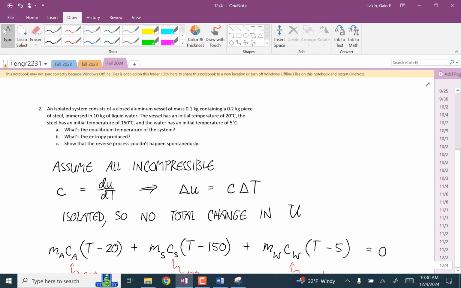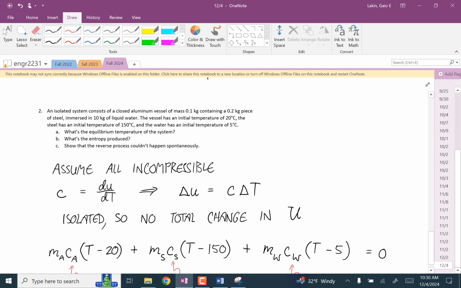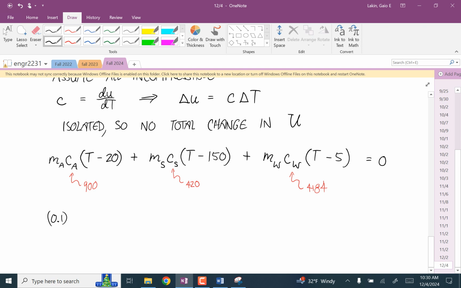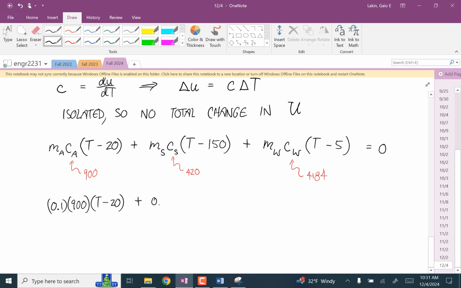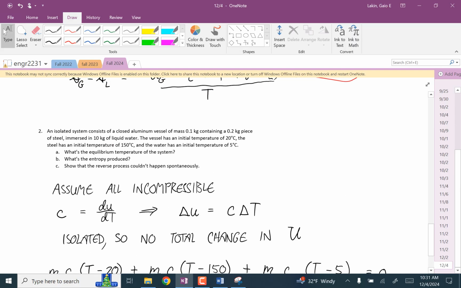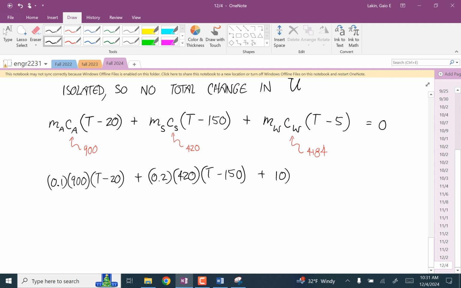Okay, and then the masses. So we have 0.1 times 900 times T minus 20, plus the mass of the steel is 0.2 times 420 times T minus 150, plus the mass of the water, which is a lot, I think, 10 kilograms of water, with by far the biggest specific heat, times the quantity T minus 5 is equal to 0. And so we're going to probably end up somewhere very close to 5, I would guess.